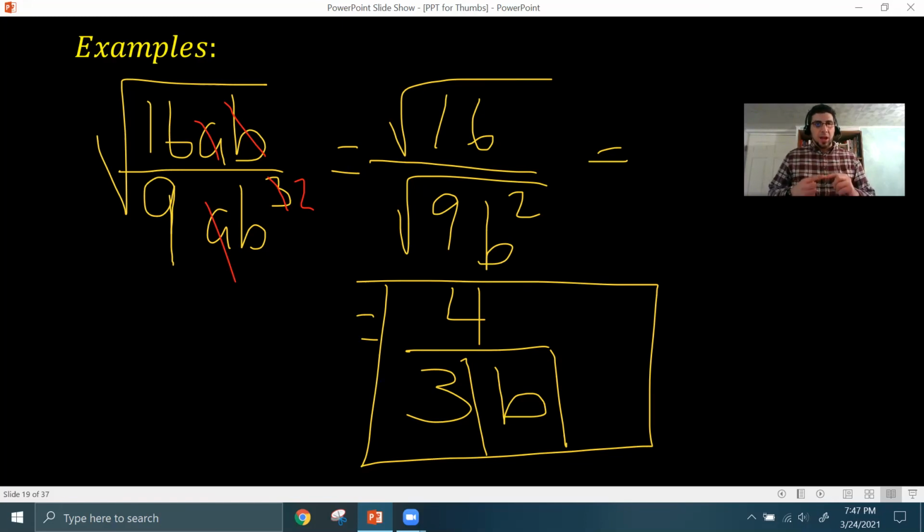Now, sometimes you're going to end up with a square root in the denominator. In that case, you need to rationalize the denominator. I'm not going to go over that in this video, but I'm going to work on making another video about what's called rationalizing the denominator and talking about how you know if your radical expression is completely simplified.